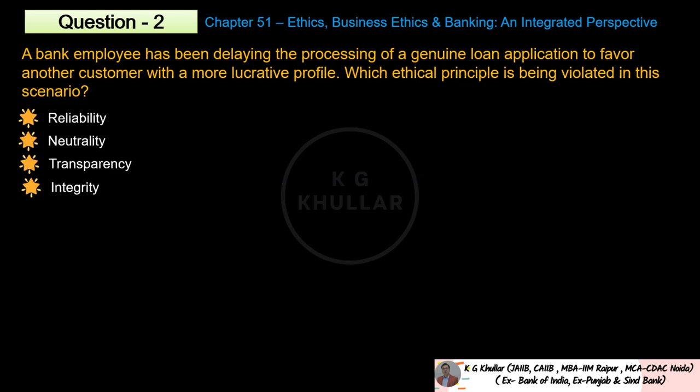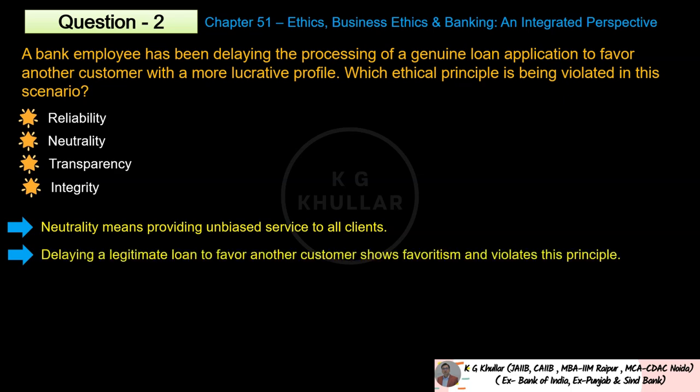Now friends, the ethical principle which is being violated in this case is that of neutrality. Please note, neutrality refers to avoiding biased behavior in the treatment of clients. By delaying a legitimate loan to favor another customer, the bank employee is in fact showing favoritism, thereby violating the principle of neutrality. So as you can see, neutrality ensures fair and unbiased services to all customers regardless of their profile. So as far as this question goes, the correct option is option B.